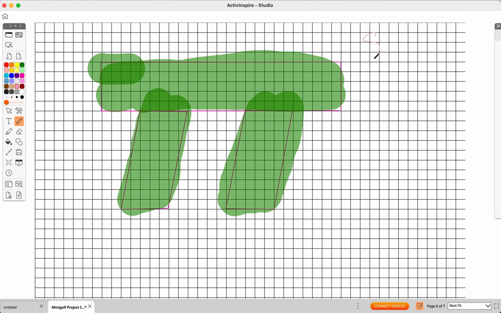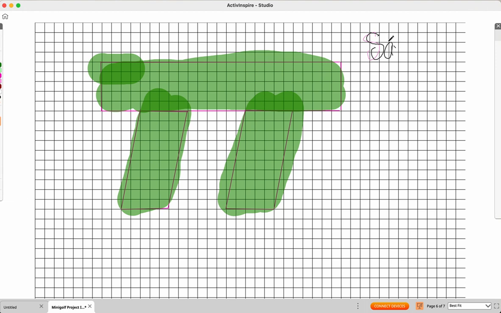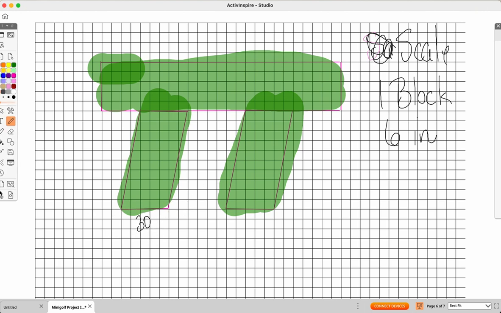Now I'm going to come over here and say my scale. I'm going to change my color real fast. My scale, because I've got pretty good size, I'm going to say 1 block is 6 inches. So I've got this 5 by 6. This is 30 inches or 2.5 feet. I'm going to use feet in my directions. There's no requirement, but since my final answer needs to be in square feet, I'm going to say 2.5 feet.